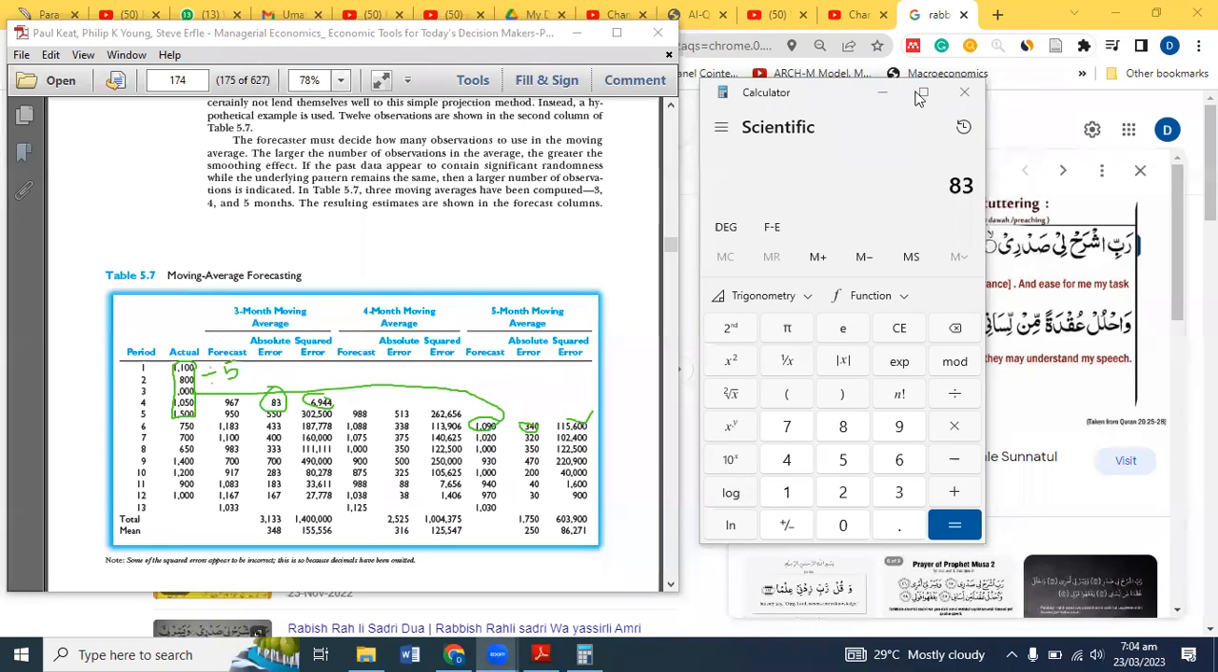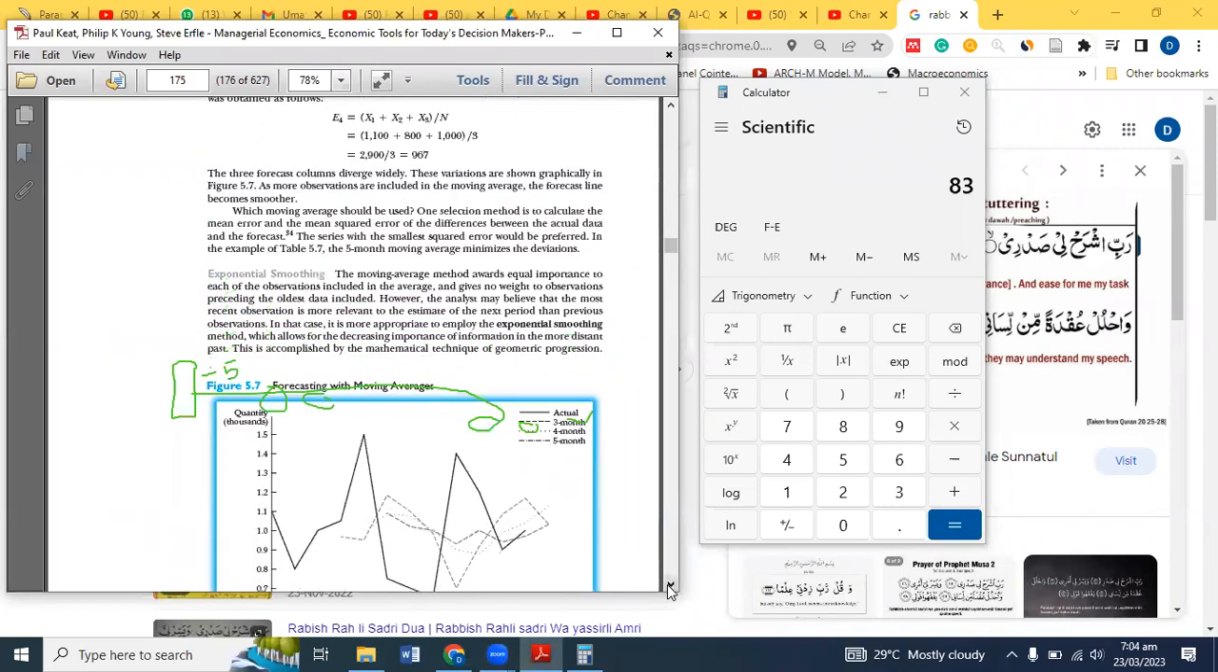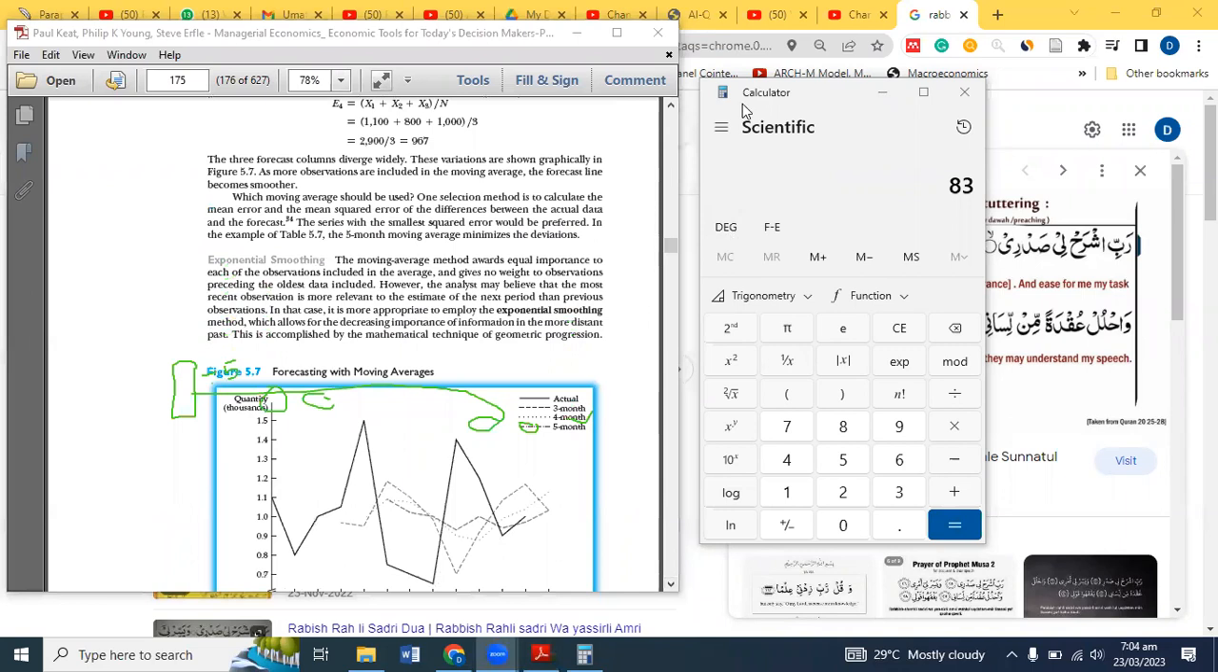Which method is better, and which method should be selected? The answer is, let me clear the picture. Which method is used for the forecasting? The method is selected on the basis of the mean error and the squared error of the difference between the actual data and the forecast. The series with the smallest squared error would be preferred. Okay.